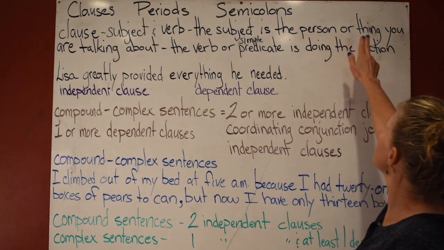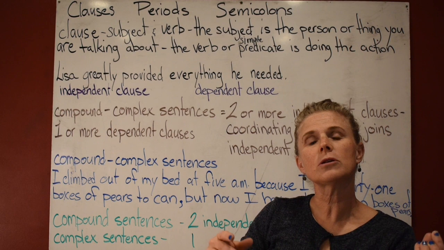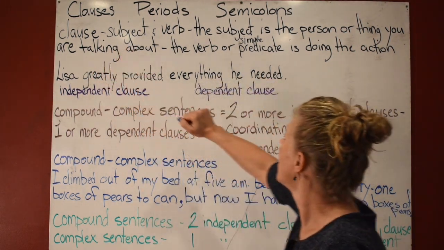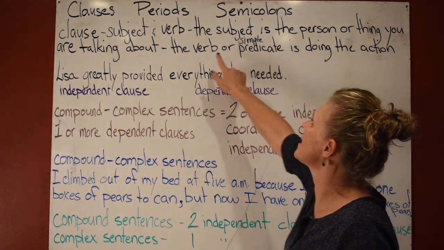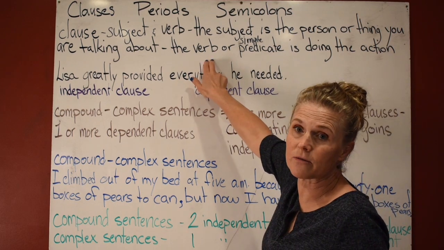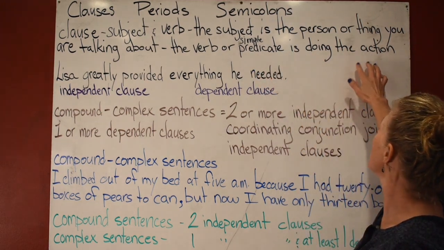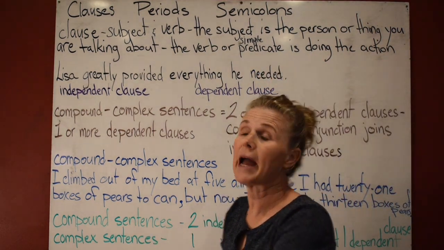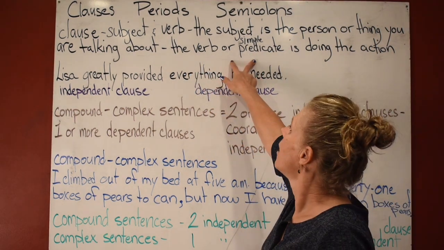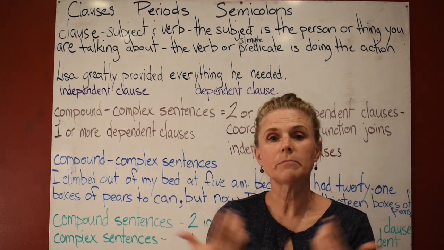The subject is the person or thing you are talking about. Daniel rode his bike. So Daniel would be your subject. Okay, the verb or simple predicate, these are the same things. So if you're going to say, well, I want the simple predicate, it's the same as finding the verb. If I want the verb, it's the same as finding the simple predicate, is doing the action. Daniel rode his bike. Rode is your verb or the simple predicate. Okay, so you have to have a subject and a verb to make a clause.